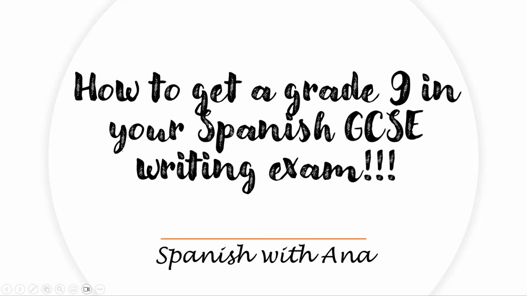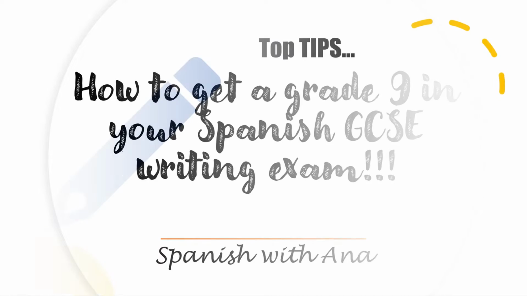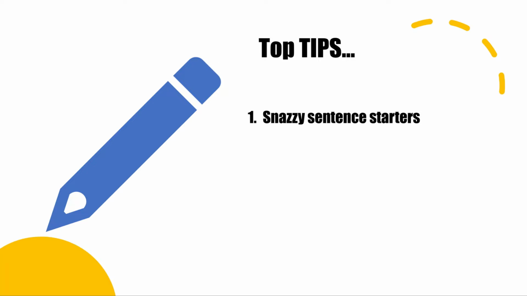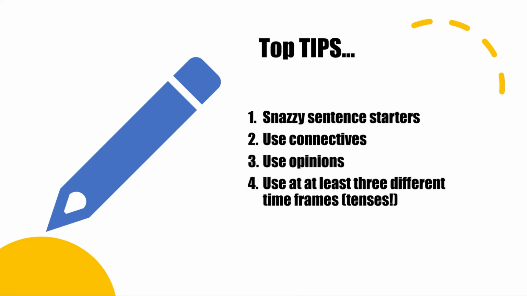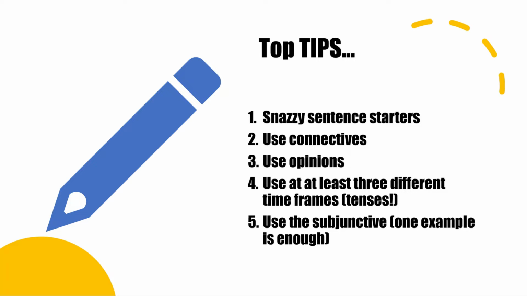So, how to get a grade 9 in your Spanish GCSE writing exam. So top tips, here we go. Think of some snazzy sentence starters which we're going to look at throughout the course of this PowerPoint. Use connectives. We know how to use some of those already, but try and use different ones. Use opinions and use at least 3 different time frames or tenses. And use the subjunctive. This is crucial.